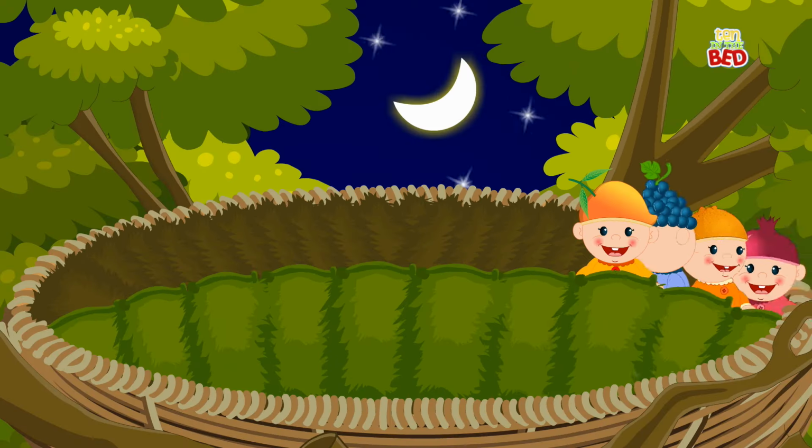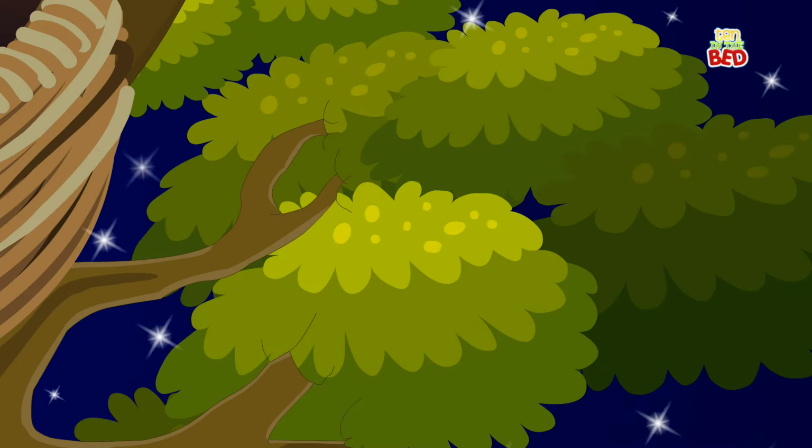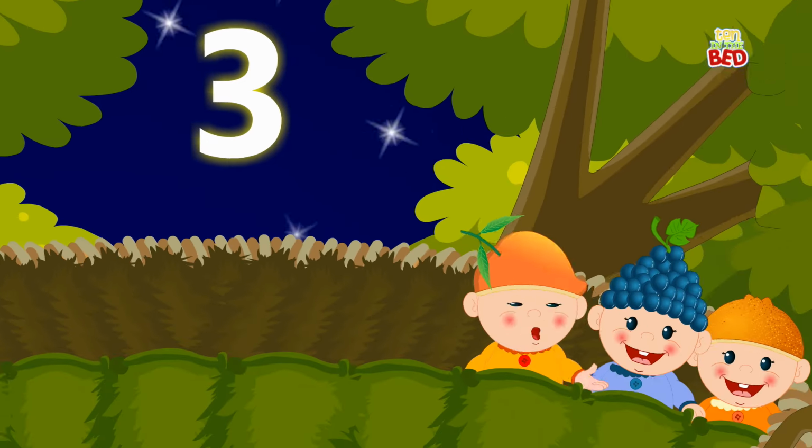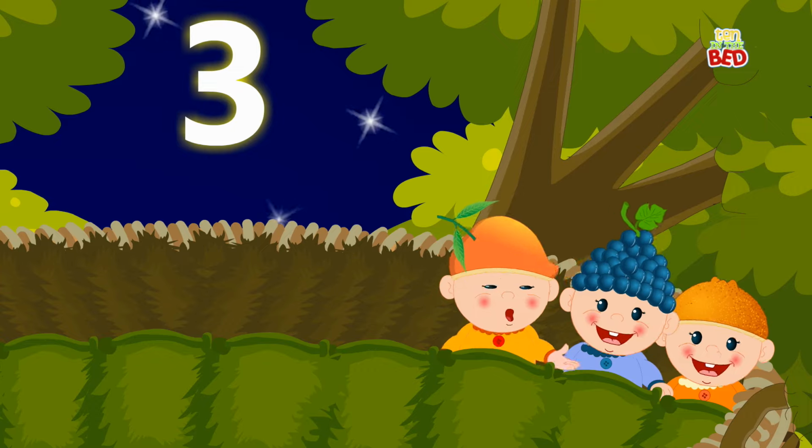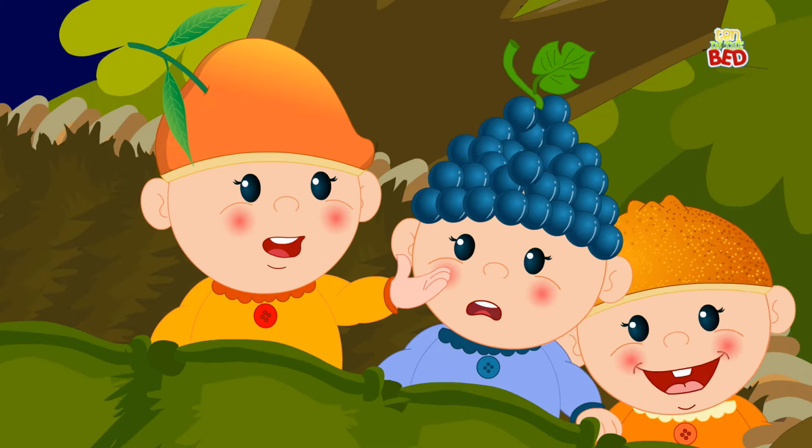So they all rolled over and one fell out. Three! Three! There were three in the bed and the little one said, roll over, roll over.